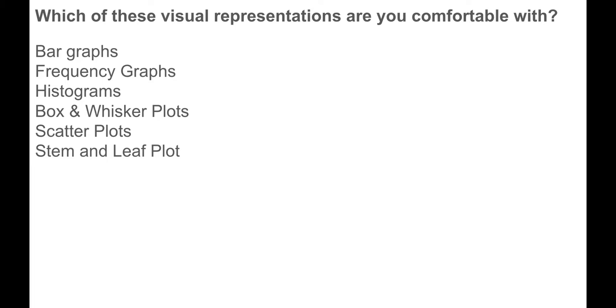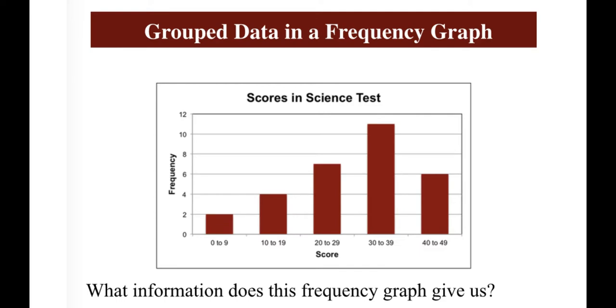Now we also have looked at a lot of different visual representations. Bar graphs, frequency graphs, and histograms really look a lot alike. Box and whisker plots we reviewed. We're going to look at scatter plots and stem and leaf plots later. So this is a frequency graph. It looks like a bar graph. Every bar tells you how frequently or how many points in the data set belong in that group. So the data gets grouped in a frequency graph.